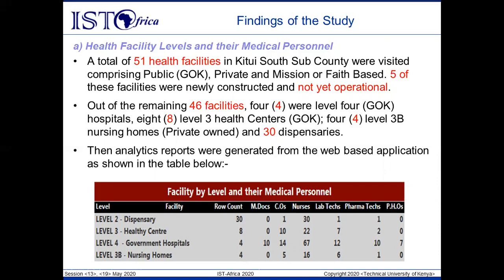Most of the dispensaries did not have functional labs, except one where we found a lab technician. And most of the lab technicians were found in the government level 4 hospitals, the health centers, and nursing homes. Pharmaceutical technologists were also concentrated mostly in the government level 4 hospitals, with just 2 in some of the health centers, 1 in the nursing homes, and another 1 in the dispensaries. The public health officers were only found in the level 4 government hospitals where they are normally based.